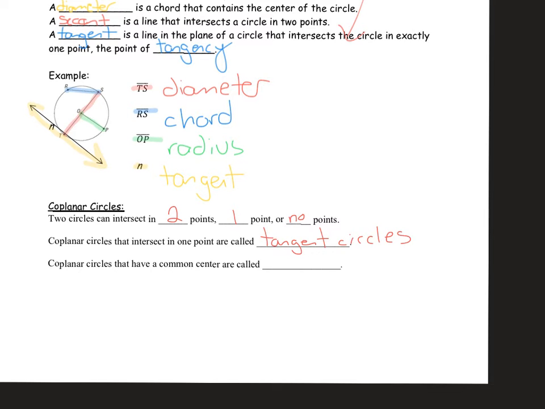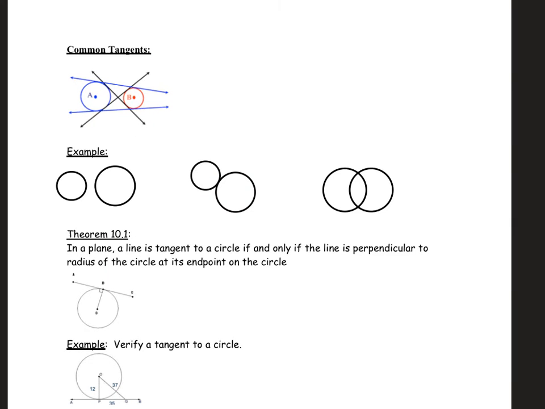Coplanar circles that have a common center are called concentric. So together with the same center is what that means. Okay, so if we have common tangents, you can see here we have a circle A and we have a circle B. Hopefully you can see these blue tangents here and here. They're touching A and B both in one spot only.